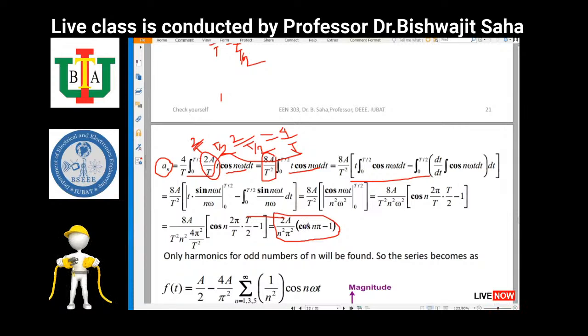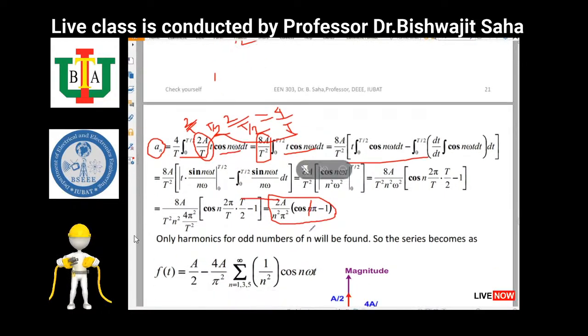So if we put n value as 1, then cos pi equals minus 1, so minus 1. If n value is 2, then plus 1, so plus 1 minus 1 cancels to 0. That's why only odd numbers will be available. No even harmonics are available in AN.